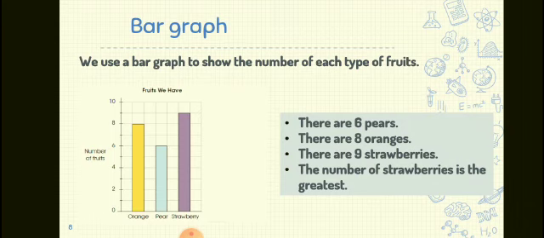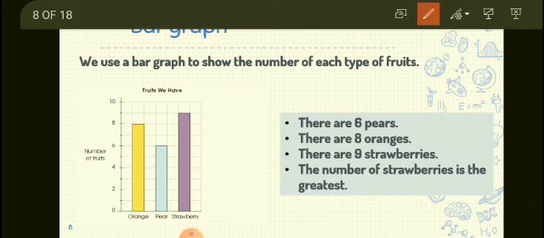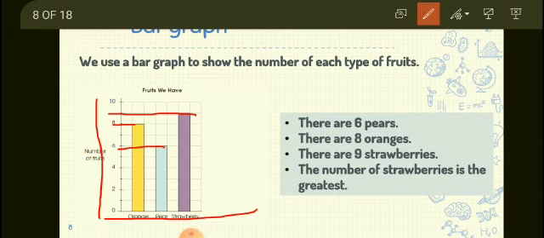This is the bar graph of the same data and this is how you can read it. There is a vertical side and this is the horizontal side. So students, how many oranges? There are 8. How many pears? There are 6. And how many strawberries? Students, there are 9.